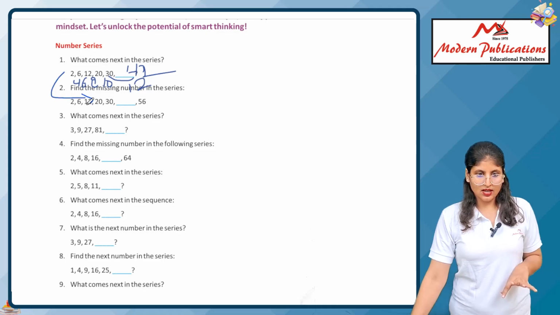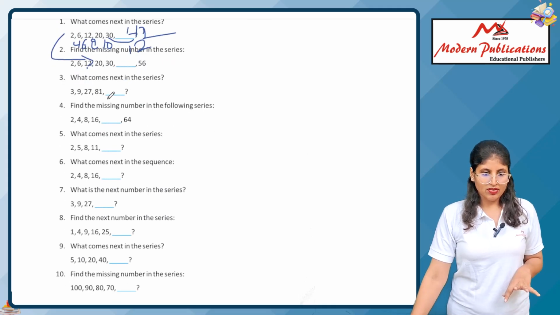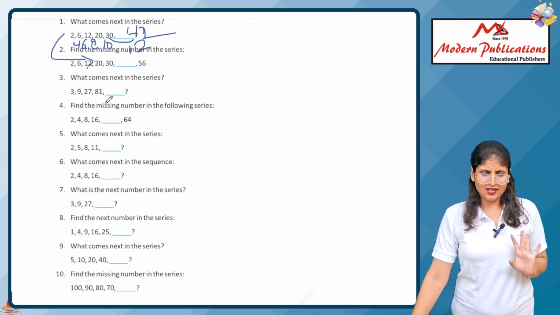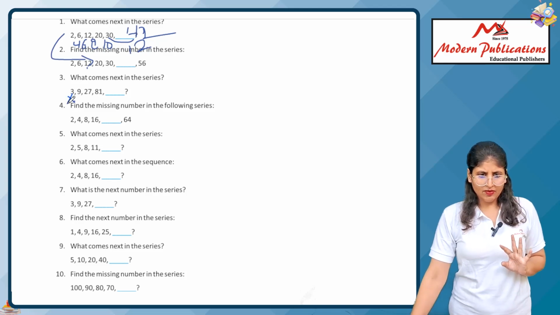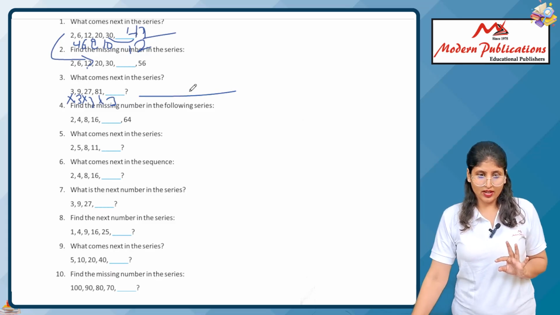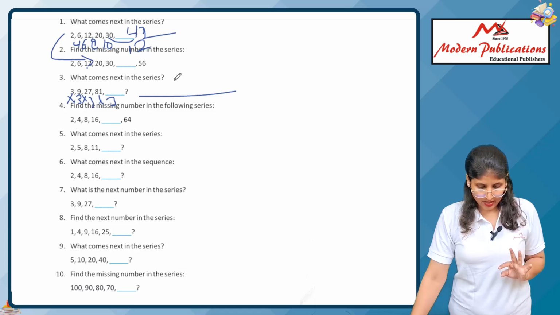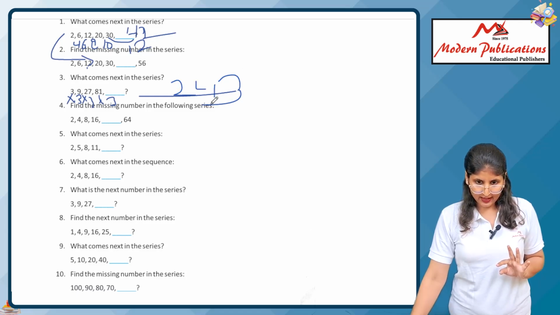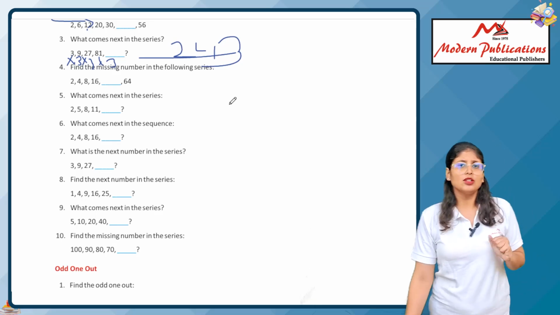Okay, next one: 3, 9, 27. When we multiply by 3, 3 into 3 is 9, 9 into 3 is 27, 27 into 3 is 81, and 81 into 3. So you have to write the answer, which comes to 243. This is something you can try by yourself.